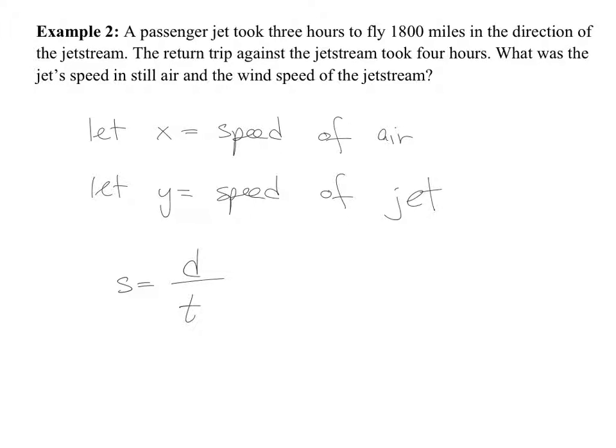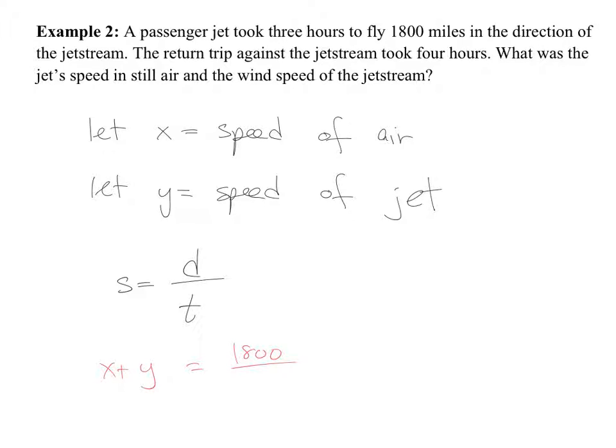Yeah, the wind is helping you, and your velocity is x plus y. The wind is hurting you, and it's y minus x, based on what you wrote, right? Y minus x for the way back, because it's the jet, meaning the plane, minus the air. So in this case, we're going to write our equations out here. We've got our speed here, x plus y, and this distance is still 1800.